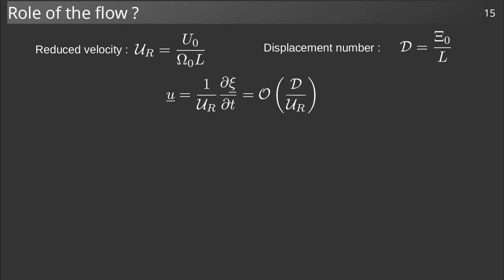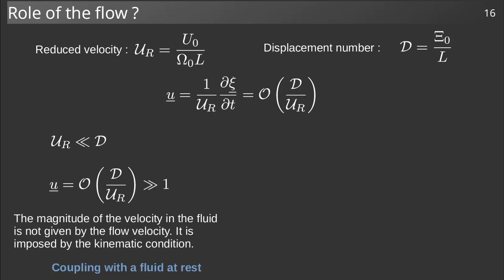Now we can discuss the meaning of this boundary condition in terms of the respective orders of magnitude of d and ur. If ur is very small in front of d, then d over ur is very large, and this boundary condition shows that the order of magnitude of the fluid velocity around the structures is not given by the flow velocity, but is imposed by the kinematic condition. We can therefore make the approximation of a fluid at rest.